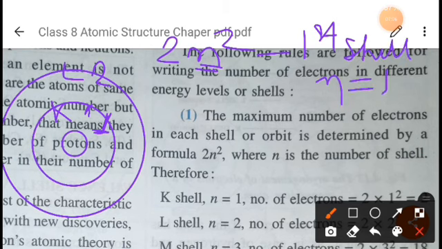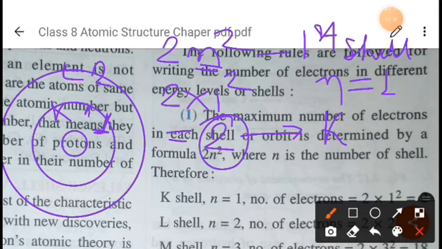N is equal to 1. So the number of electrons in the K shell will be how much? 2 into 1 square, which will be 2. Means in the K shell, the number of electrons will be 2, right? I hope you have understood this, right?